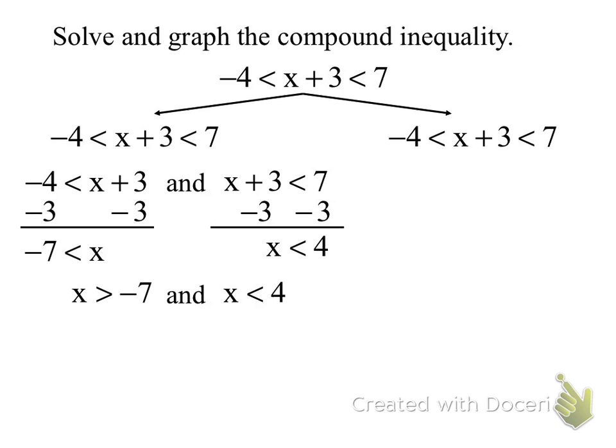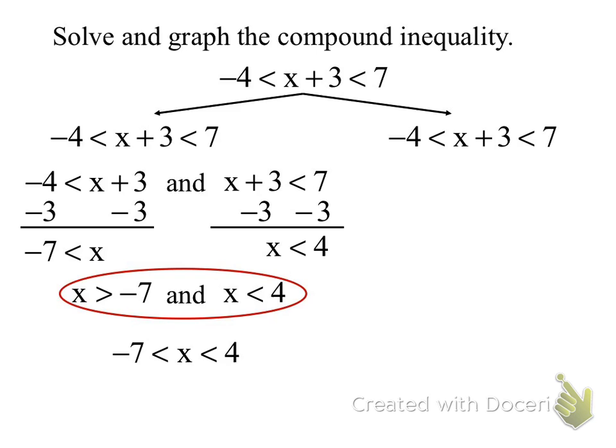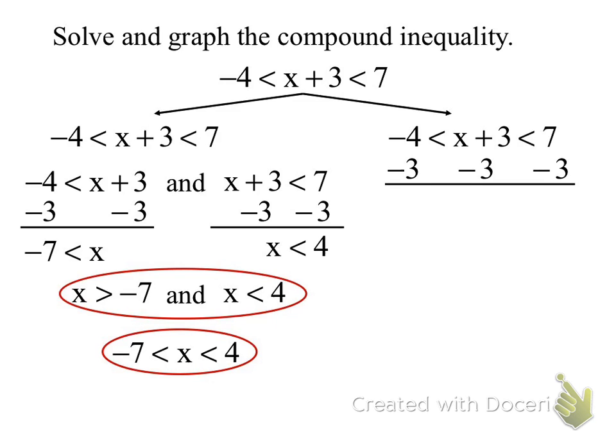-7, what would that look like? -7 is less than x, which is less than 4. Good. And then we put it on the number line. Okay? But if you have something like this, really, write the right side. Those should be your notes.